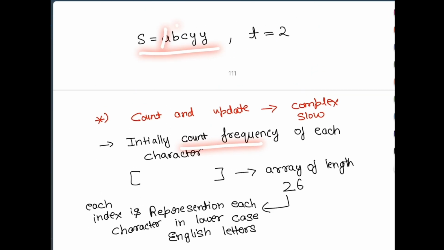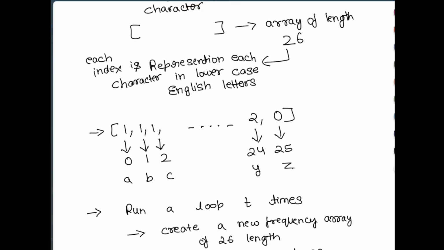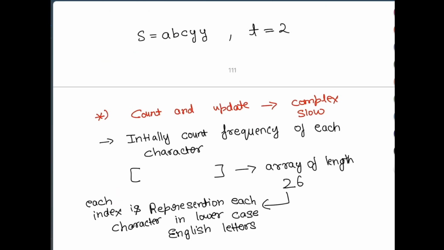So we have 1 A, 1 B, 1 C, and 2 Y, right? So we will create the array initially, and the array will be 1, 1, 1, then 0, 0, 0, and so on, then it will be 2, comma 0. Now this one is at index 0, the next one is at index 1, the next is at index 2, which is A, B, and C, and then this 2 is representing index number 24, which is Y, and then this 0 is representing index number 25, which is Z. So you have A, B, C, Y, Y, your initial input.